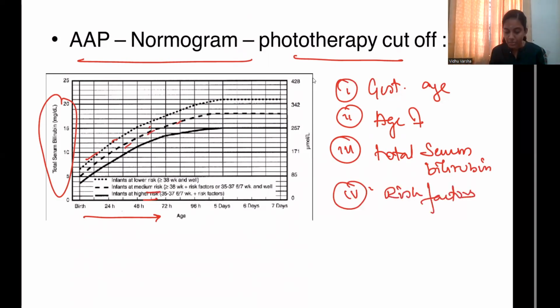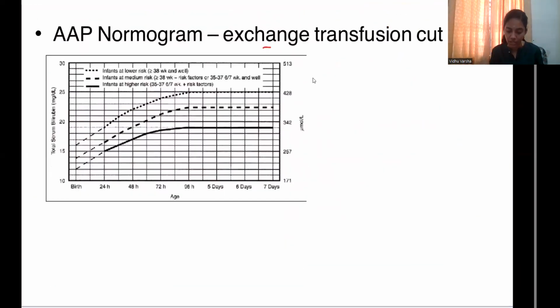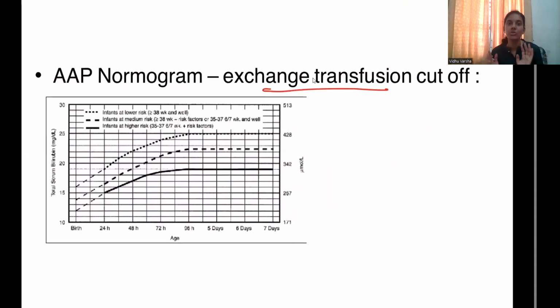So there are 4 parameters included in this AAP nomogram chart. One is your gestational age, next is the age of the child from birth, third one is your total serum bilirubin, fourth one is the risk factors. Okay, this is an AAP nomogram chart for exchange transfusion. So sometimes they can ask a question like this: the AAP nomogram chart for exchange transfusion includes all of the following except, can be also a question.